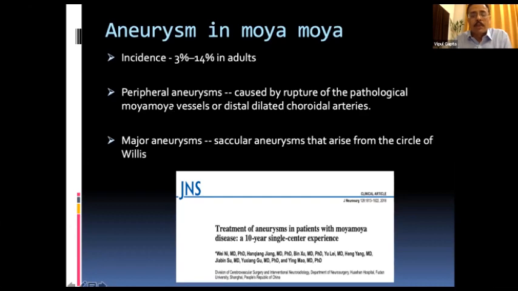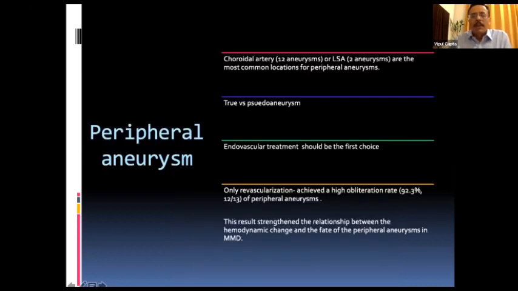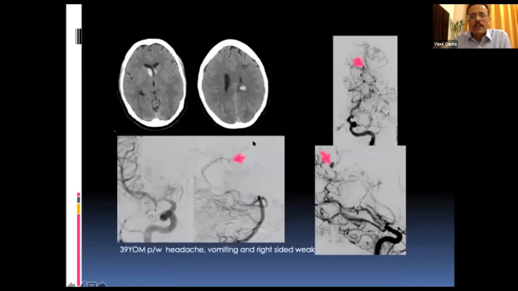They can be peripheral or major vessel aneurysms. The peripheral aneurysms are more commonly on the choroidal artery. They can be true aneurysms or pseudoaneurysms. In my experience, they look more like pseudoaneurysms, and we do endovascular treatment in these patients, and usually we just glue them. This is one of my patients, in which the patient had hemorrhage.